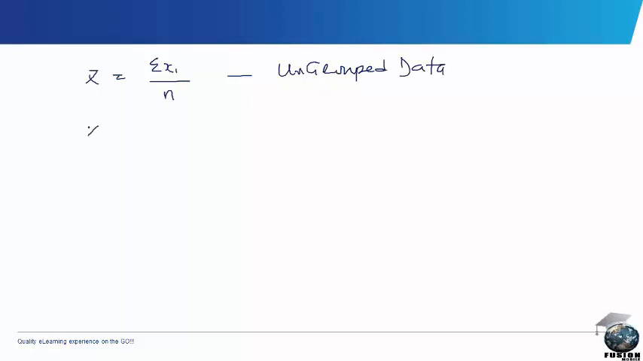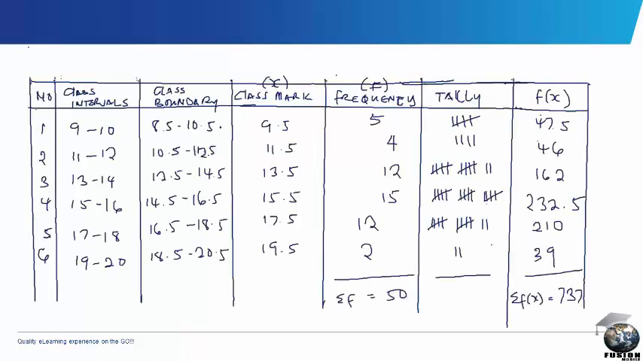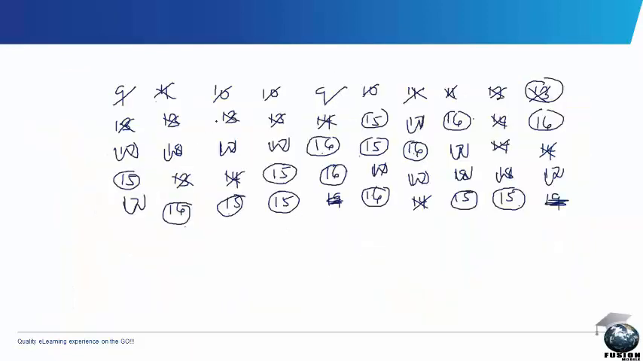But this is for ungrouped data. For grouped data, the mean is given as x bar equal to summation of fx all over summation of f, where summation fx means each data point multiplied by its frequency. Summation f means the total number of frequencies, which is the same as the total number of outcomes. As you can see here, you have 1, 2, 3, 4, 5. If you keep counting, it will give you that the number of data points n is equal to 50.